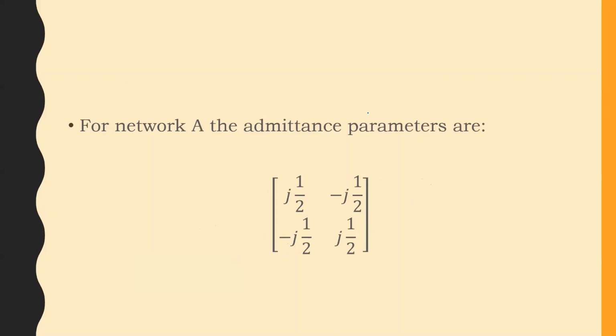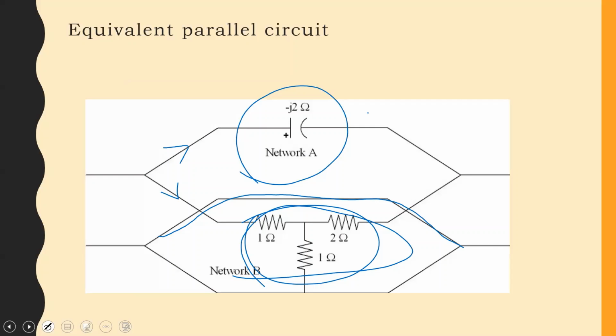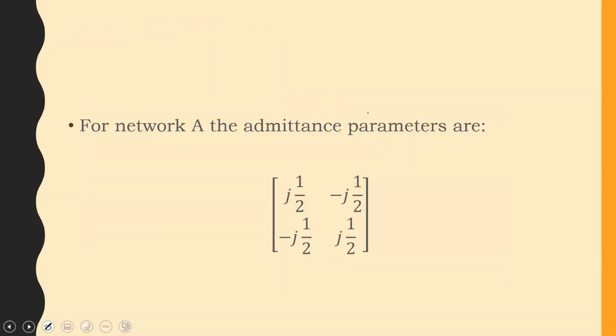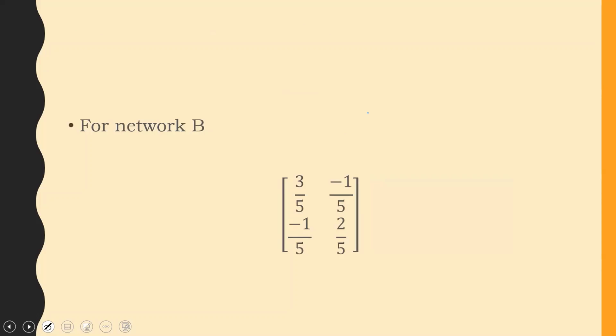Yes, sir, we're here. Network B. For the admittance, I have y11 is a half. Y12 is -1. Y21 is -1, and Y22 is 1/3. Yes, sir. Let's see. I got 2/5. Yes, sir, I got 2/5 for it.